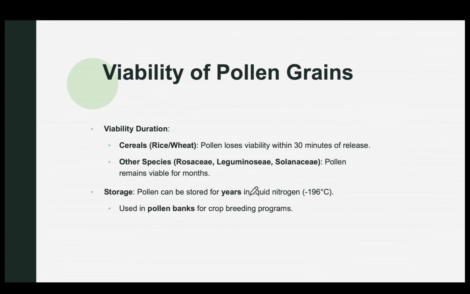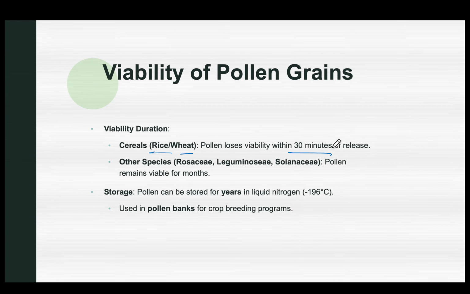Okay. One last point about pollen grains is their viability. How long can they survive once they are released? It depends on the species of plants. Once released, pollen grains have to land on the stigma of the flower, the female reproductive part of the flower. But how long can they remain viable, for what purpose? For fertilization, obviously. Again, the answer depends on the particular species of the plant. In some species like rice and wheat, pollen loses its viability in just 30 minutes.